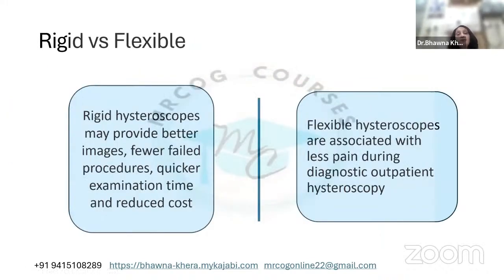Now, there are two types of scopes, rigid versus flexible. Rigid hysteroscopes may provide better images, fewer failed procedures, quicker examination time, and reduced cost. So rigid ones may cause slightly more pain, but they have better images, fewer failed procedures, quicker examination time, and reduced cost. But this all comes at the cost of being slightly more painful.